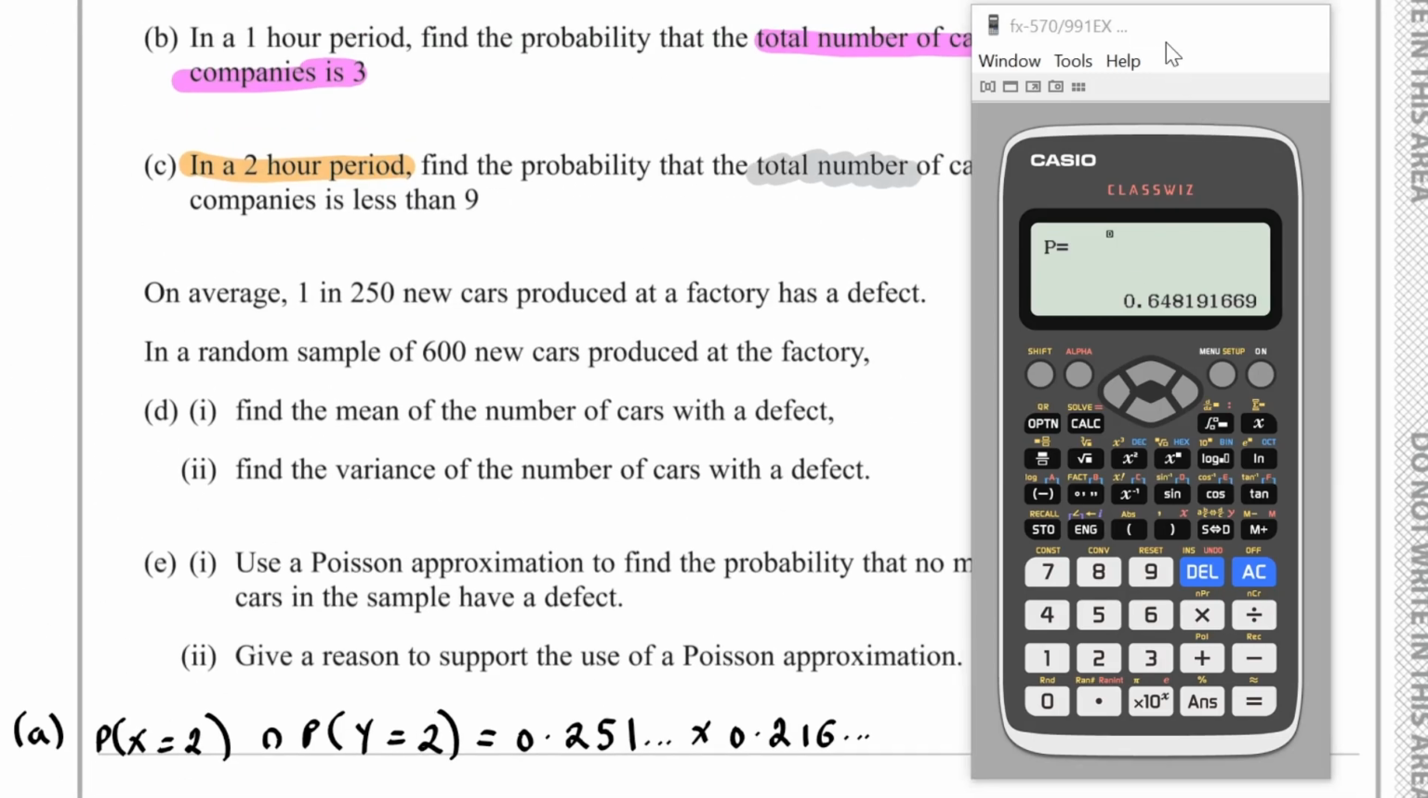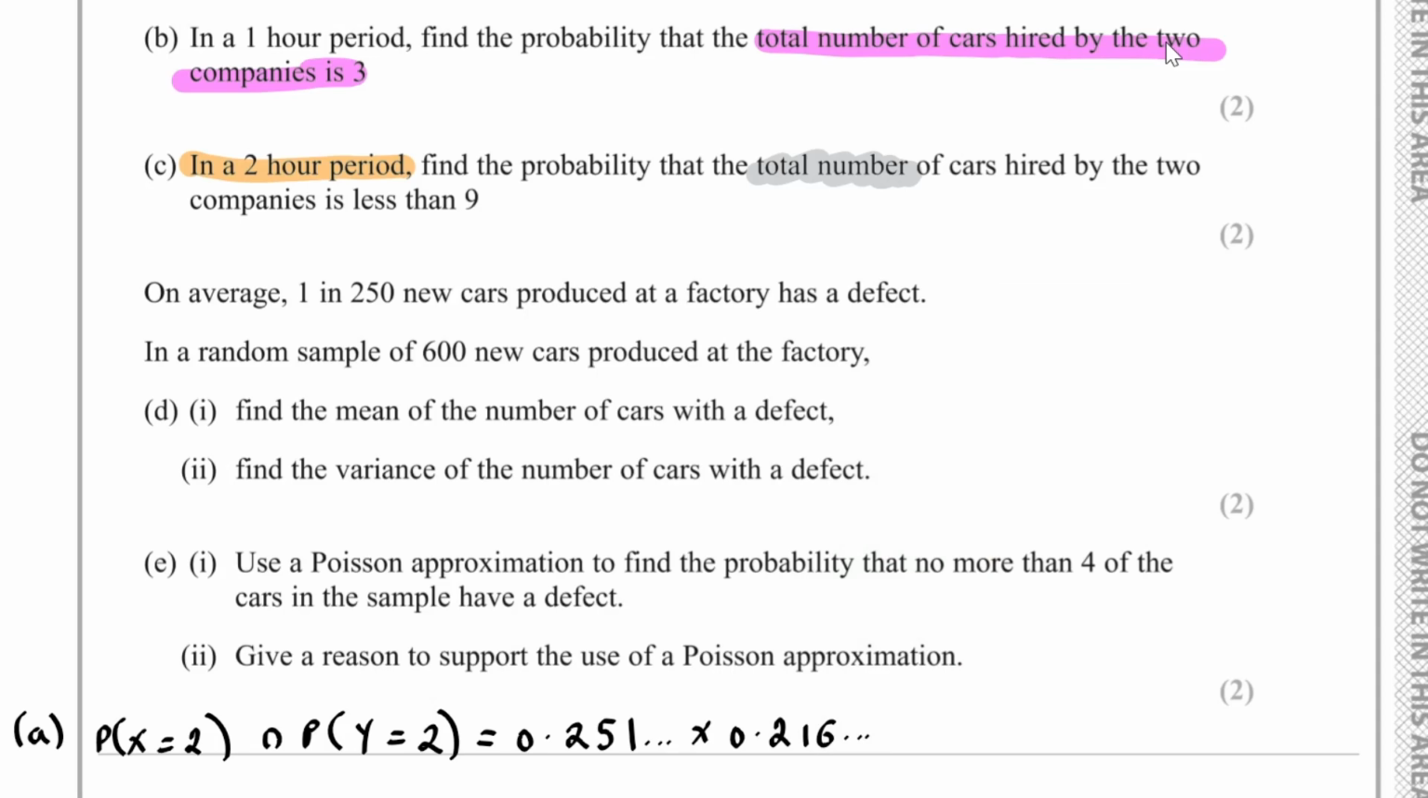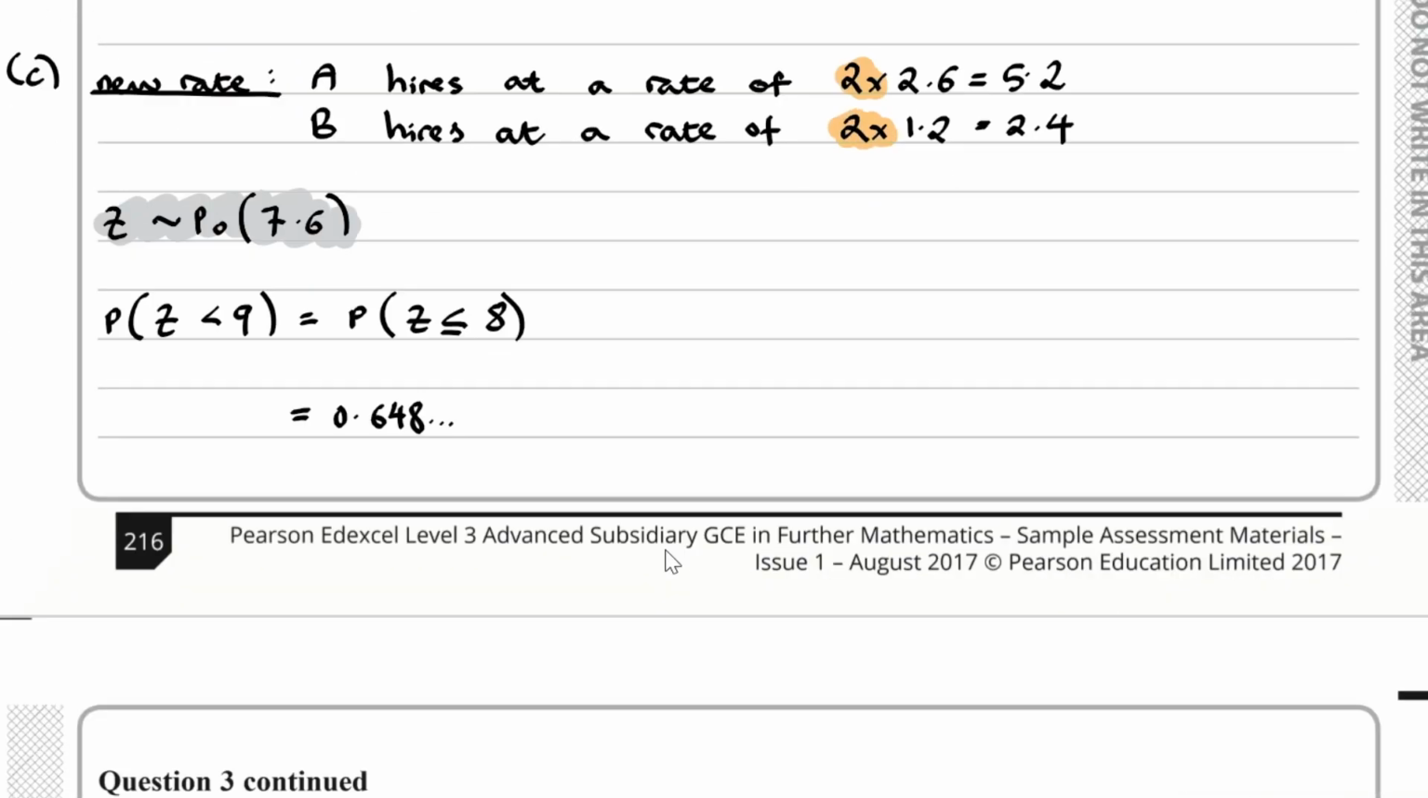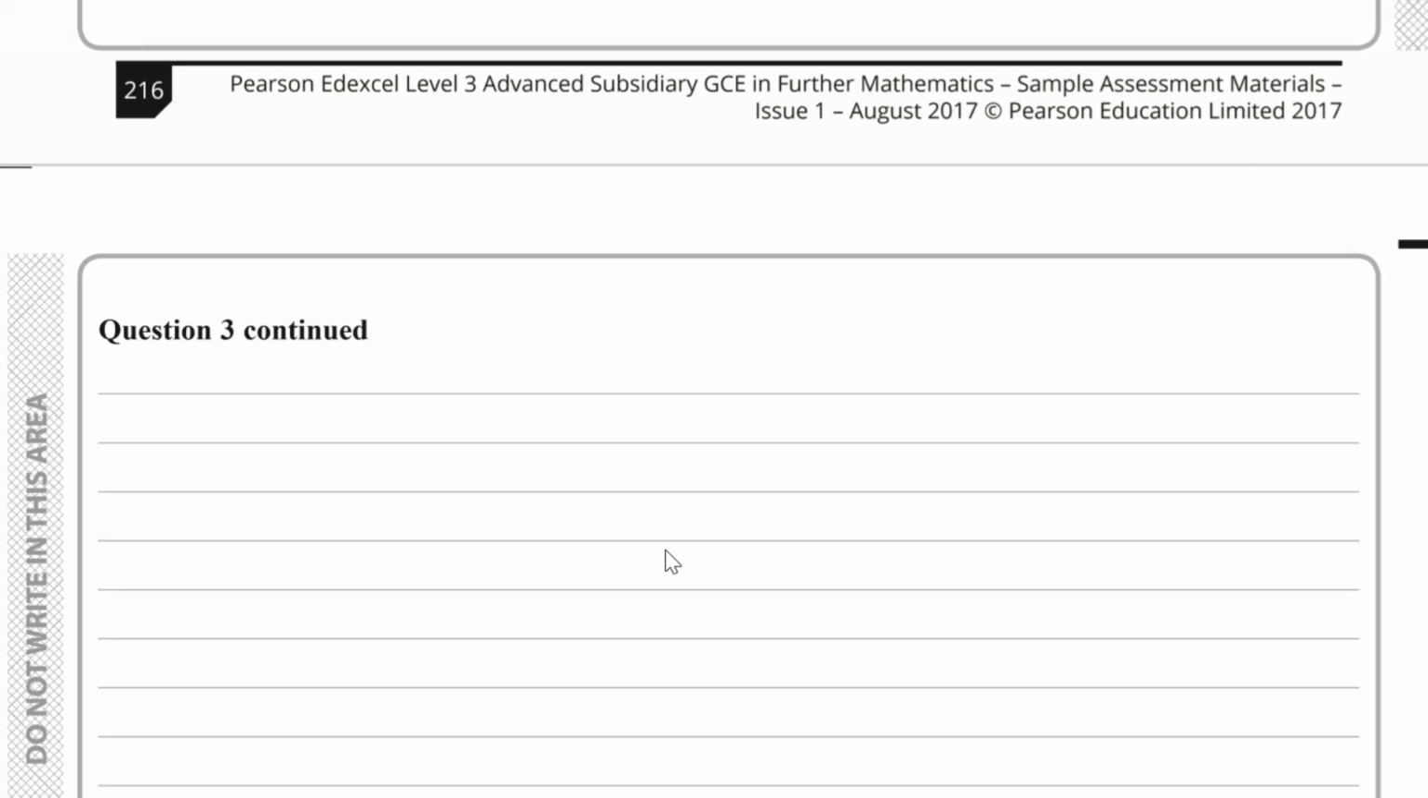Now for part D of the question, on average, 1 in 250 new cars produced at a factory has a defect. In a random sample of 600 new cars produced at the factory, we have to find the mean number of cars with a defect, and we have to find the variance of the number of cars with a defect. Well, obviously here we'd have to use a binomial distribution for the following reason.